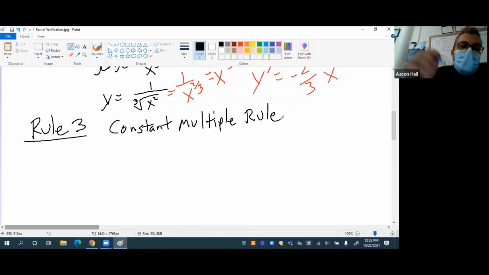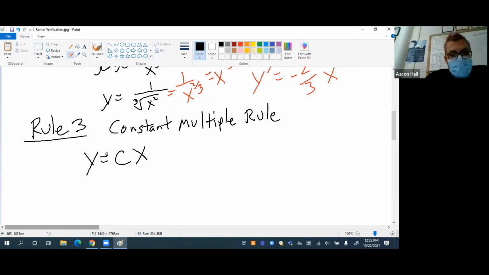So if I have something like this, I have a constant and I'm multiplying by a function. So any function, I don't care what it is. So I have, for example, y equals c times x. So we just have this constant in front.